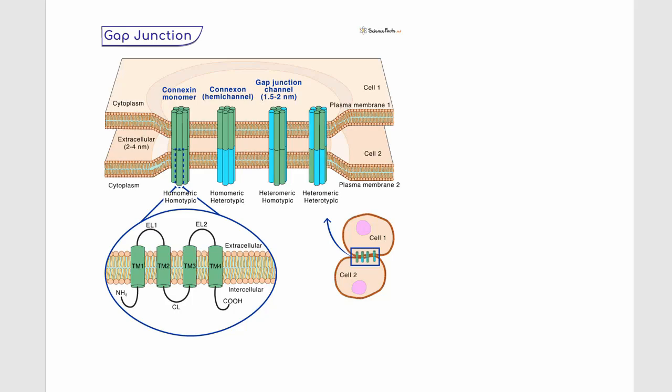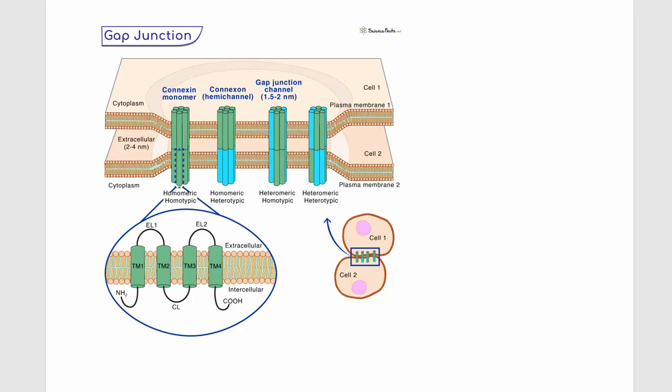When connexons from two adjacent cells align, they create a continuous channel, forming what is known as a gap junction. Gap junctions exist to facilitate the rapid exchange of ions, metabolites, and signaling molecules, like calcium ions and small peptides, mind you, in some cases, between adjacent cells. This direct communication allows for a coordinated physiological response among groups of cells.